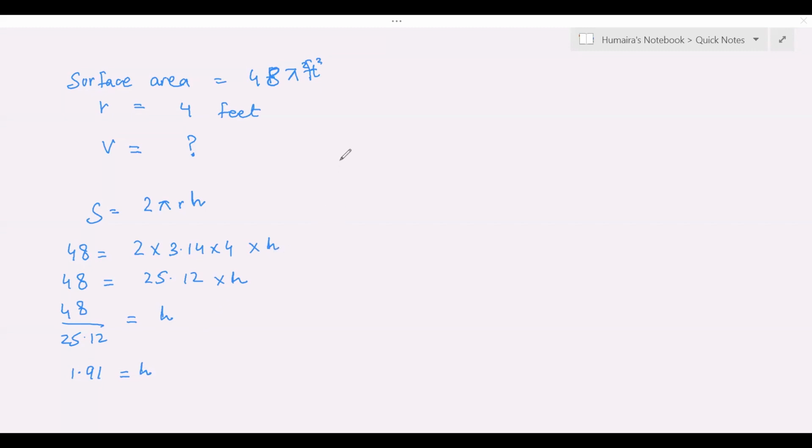And then now you have all the other stuff for that other formula, right? Yeah, exactly. So it'd be pi times the radius squared times h. So volume is equal to pi times r squared times h. So we will just substitute the values. Pi is 3.14, the radius squared, and h is 1.91. Now simplify them.